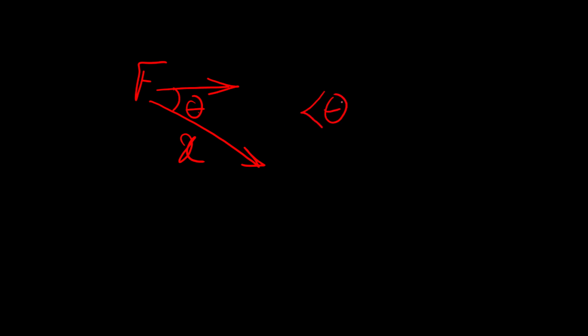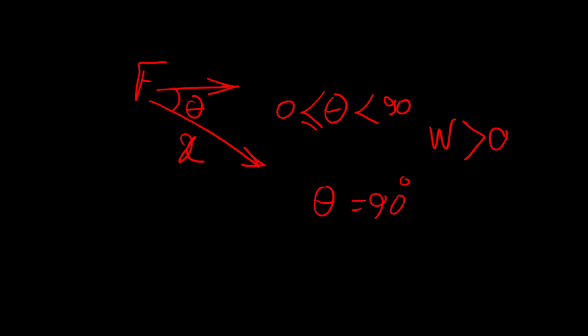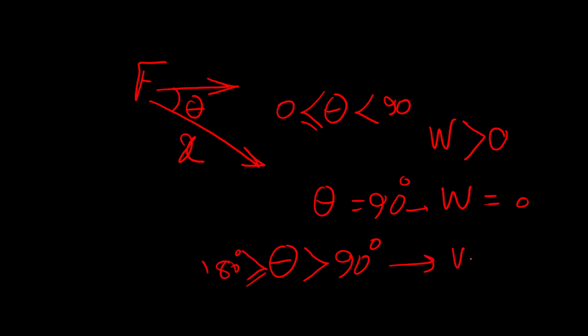Okay, let's make a general result. Here, there is a force F and there is a displacement x. They make an angle of theta. If theta is an acute angle, between 0 and less than 90, the work done is positive. When theta is 90 degrees, meaning the force and the displacement are perpendicular, W is 0. And when theta is obtuse, larger than 90 degrees, of course less than 180, we expect negative work done.